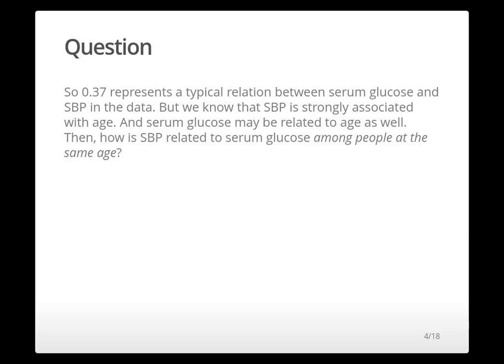But we saw, in session 1, that systolic blood pressure is strongly associated with age. And serum glucose may be related to age as well. So, although the data show a positive correlation between systolic blood pressure and serum glucose, the correlation may be partly due to the combination of their relations to age. Then, the next question is, how is systolic blood pressure related to serum glucose among people at the same age?